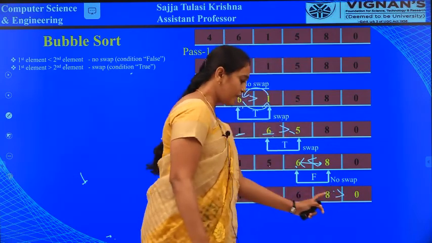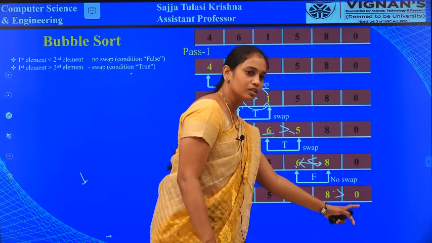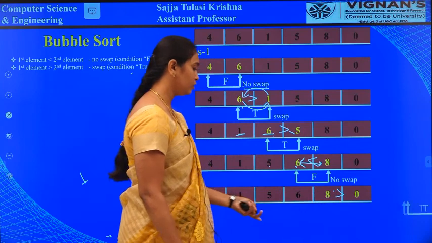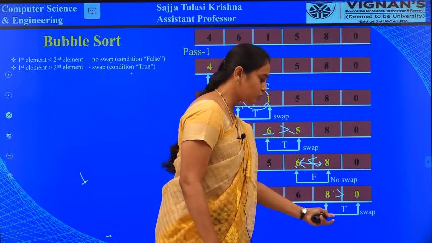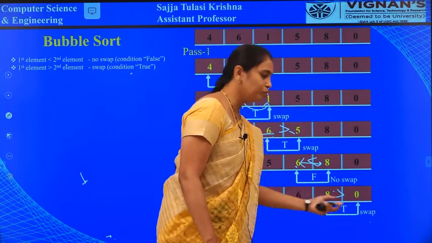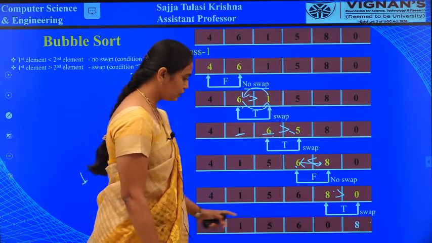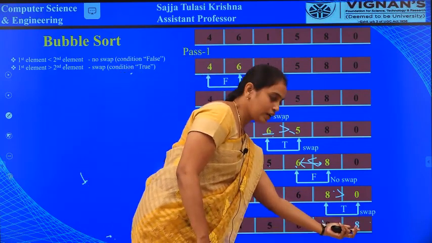Now the first element is greater than the second element. So we need to swap here. So the condition is true. So we have to perform the swap operation. So now the list comes with 0 and 8.